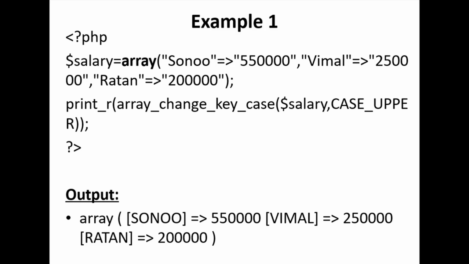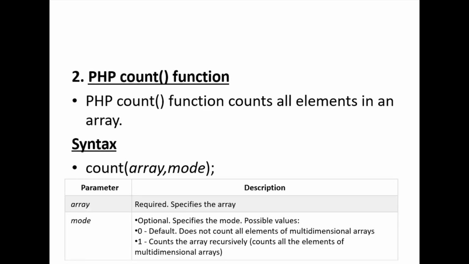So all the keys are in capitals. There is no change to the value. The values are 5,50,000, 2,50,000 and 2 lakh. So in this case, the keys are converted to uppercase with this function.